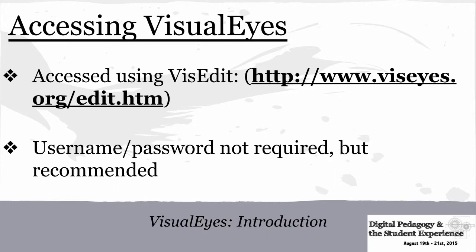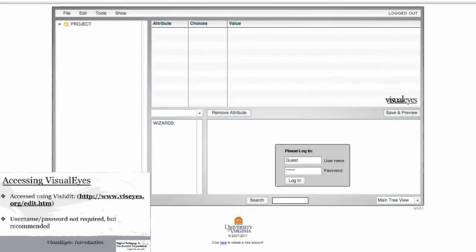How would you access VisualEyes? Since it's web-based, you can create a dynamic VisualEyes session, preview, and save your work in VisEdit tool found at www.viseyes.org/edit.htm. When you visit this site, you don't necessarily need to create a username and password. If you would like to continue as a guest, you can just click Login. However, your work will not be saved, and if the web browser freezes or it unexpectedly shuts down, you will lose all your work.